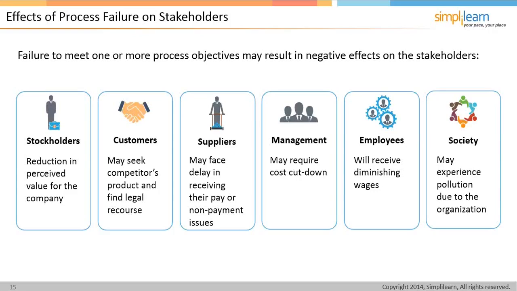Failure to meet one or more process objectives may result in negative effects on the stakeholders. Yeah, and certainly you don't want to surprise people in a bad way. That never has a very good ending, or certainly it makes things far more challenging for everybody involved and can be quite uncomfortable. As an example, stockholders: reduction in perceived value for the company. I was noticing the stock market at lunch today was way, way down. There were a couple of large organizations that had missed their targets and surprised investors.